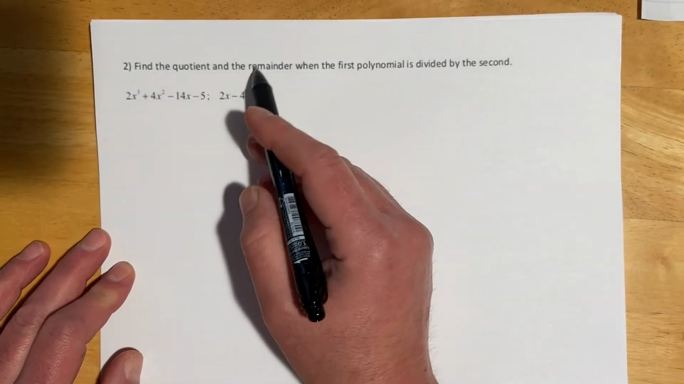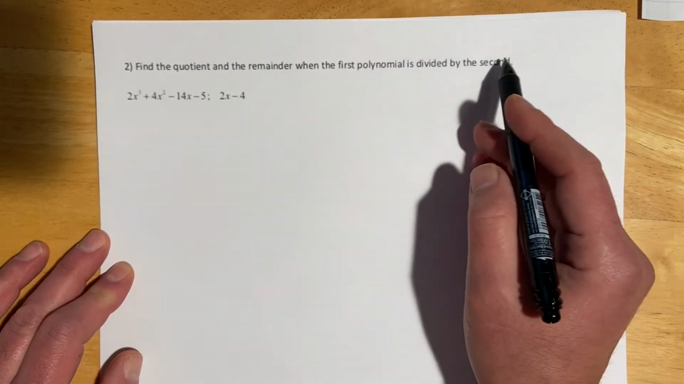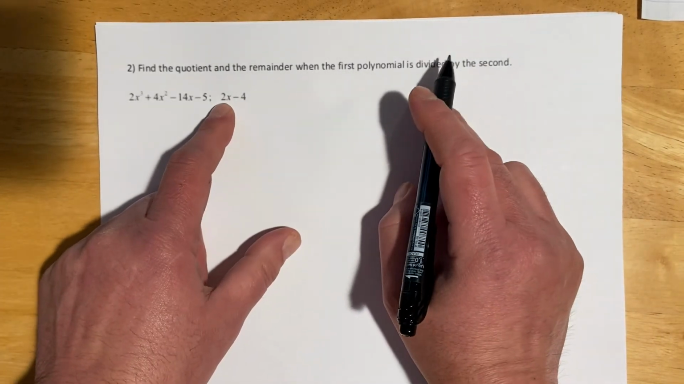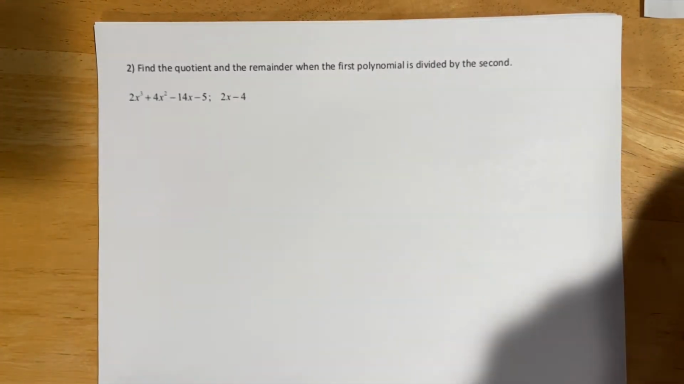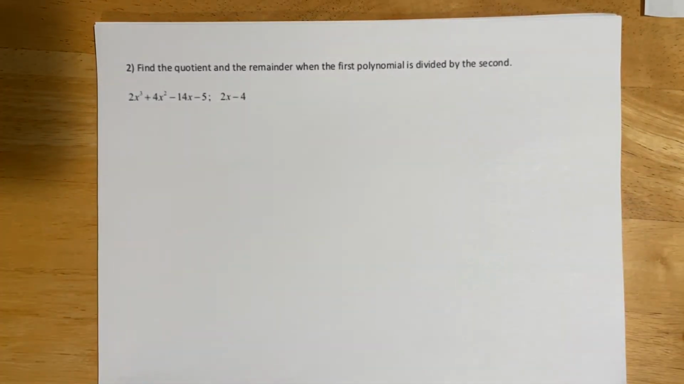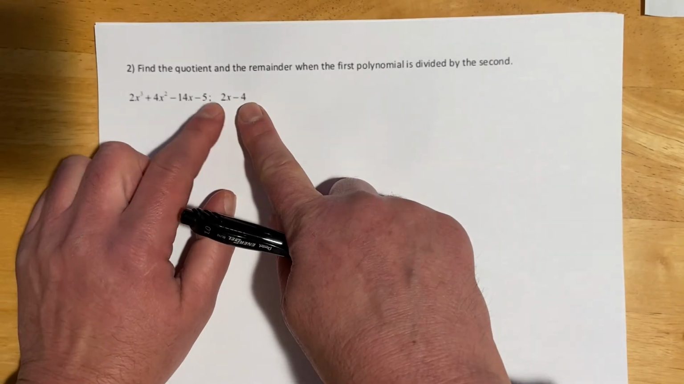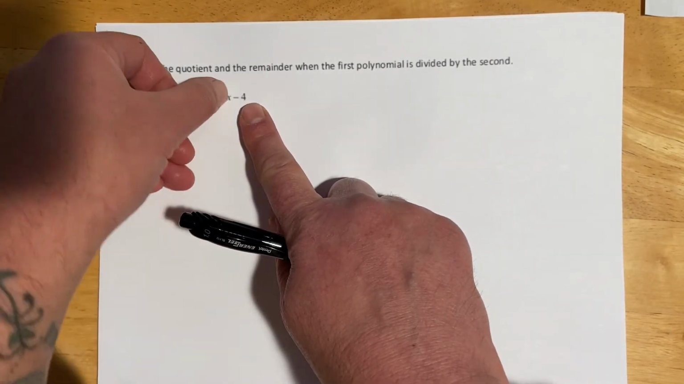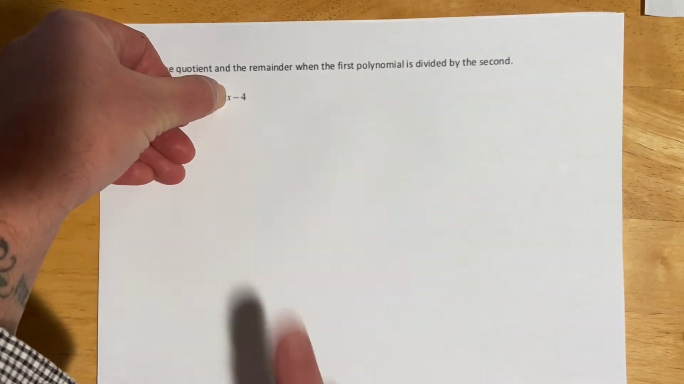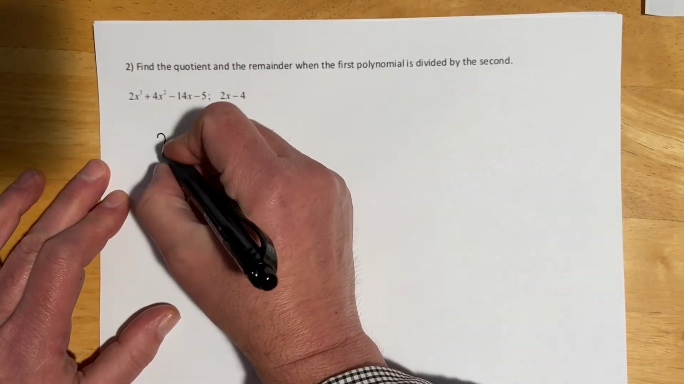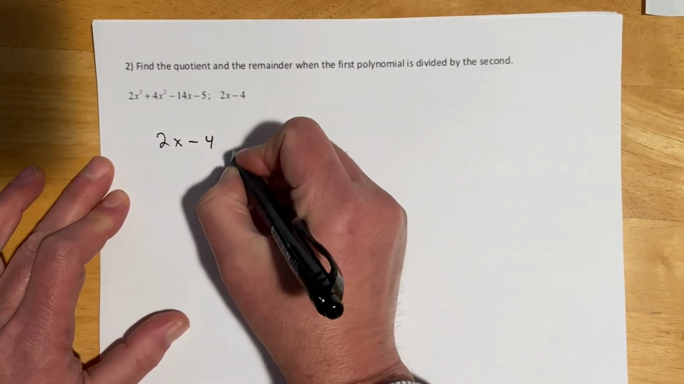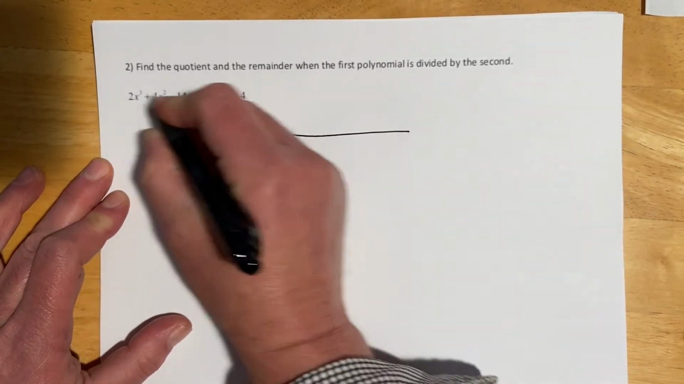Okay, find the quotient and remainder when the first polynomial is divided by the second. So this one has a 2x in there, so that means we are not going to use synthetic division because of the 2. Synthetic division is only good when we have a plain x term. So here we're going to set up 2x minus 4 into this thing.